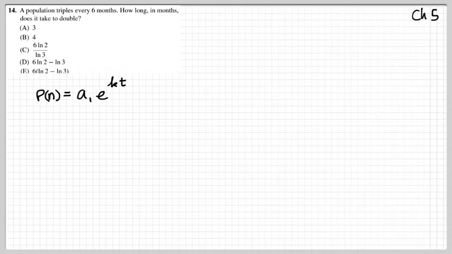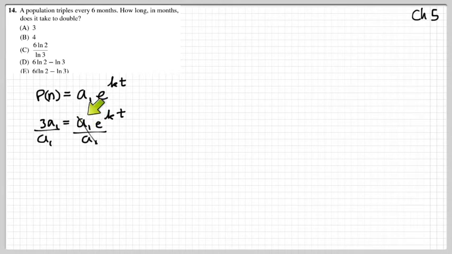It says every 6 months it triples, and so I'm going to take this a sub 1 and triple it. Whatever happens over here with the e to the kt is tripling the a sub 1, which is the initial population. Now I want to solve for k, because that's the rate and that's what I don't know. And if I want to see how long it takes to double, I need to know the rate. So let's plug in other stuff that we know, after we get rid of this a sub 1 right here.